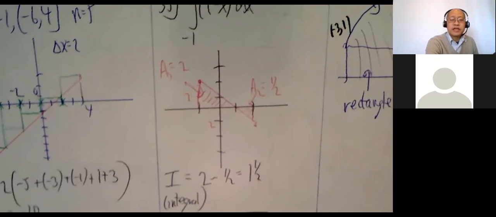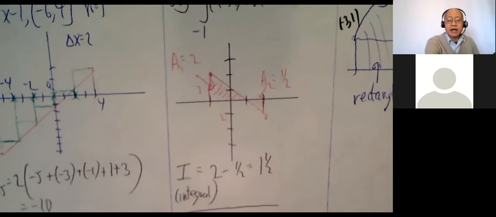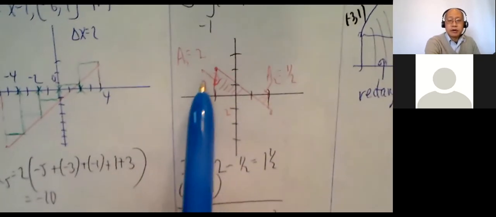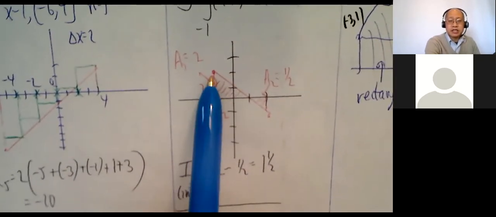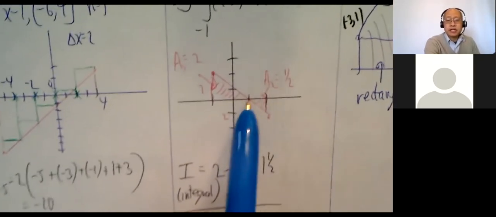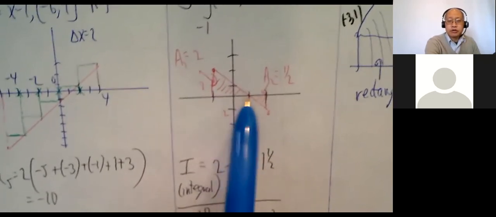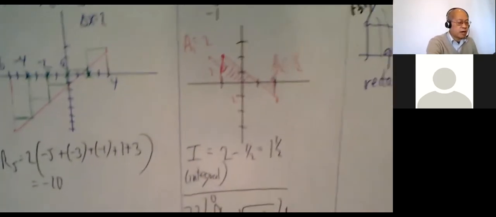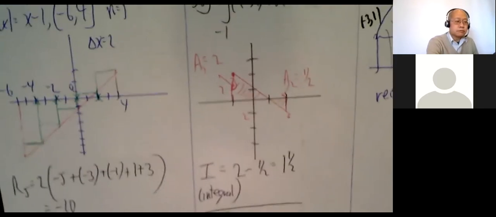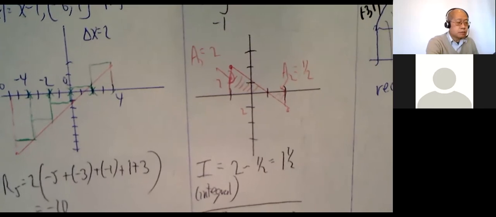Therefore, what's the value of the integral? The integral is a signed area, SIGNED, where the part that's above the x-axis is counted as positive, so +2. The part that's below the x-axis is counted as a negative, so 2 minus 1/2. Final answer is 1.5. And there we go.